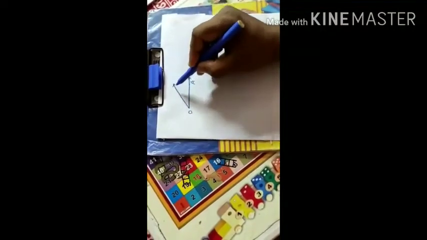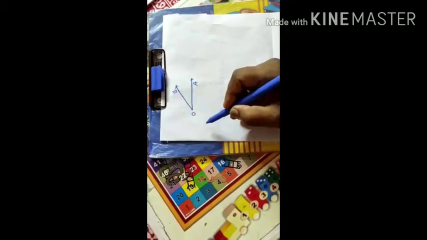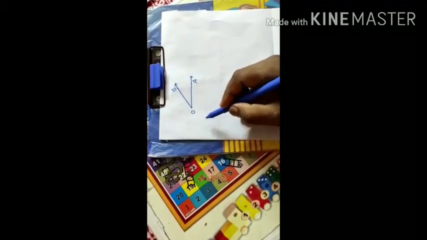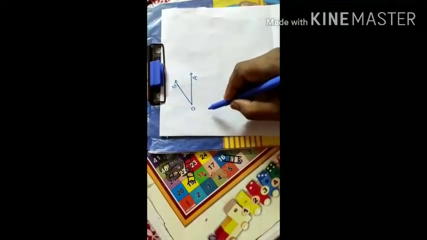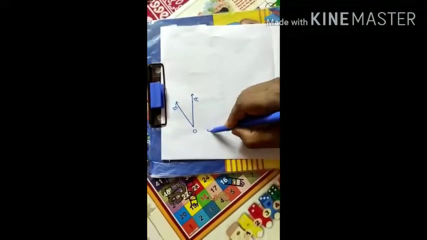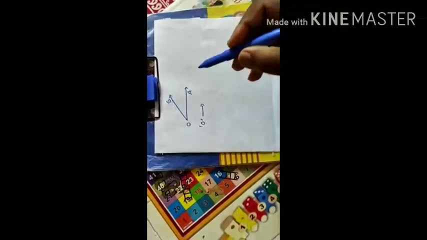Let us define an angle. An angle is a geometric figure formed by two rays diverging from a common point. Here, OA and OB are two rays diverging from the point O. So O is the common point. O is called vertex.